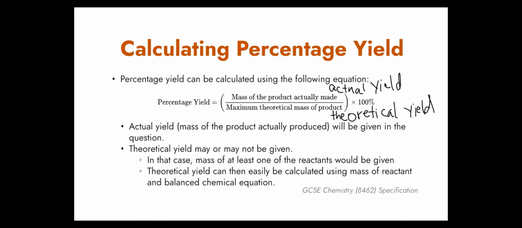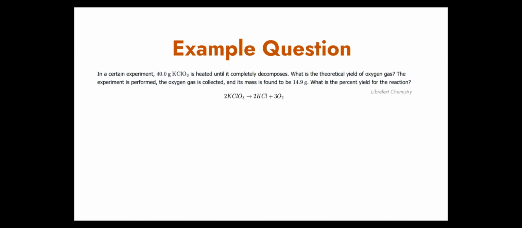So let's have a look at an example question here, and let's see how to calculate the percentage yield from this question. It says that in a certain experiment, 40.0 grams of potassium chlorate, KClO3, is heated until it completely decomposes. What is the theoretical yield of oxygen gas? The experiment is performed, the oxygen gas is collected, and its mass is found to be 14.9 grams. What is the percentage yield for the reaction?